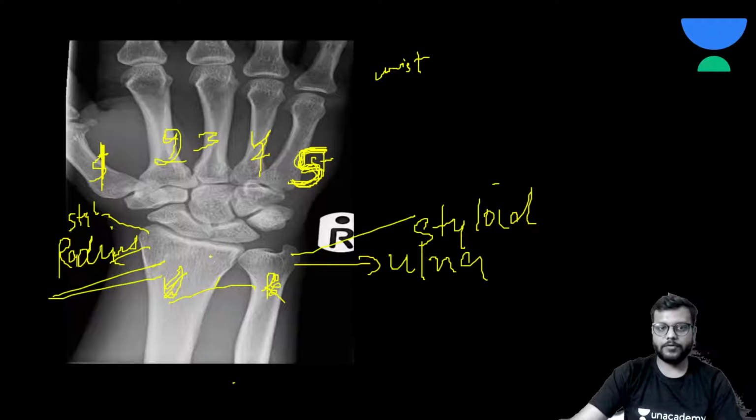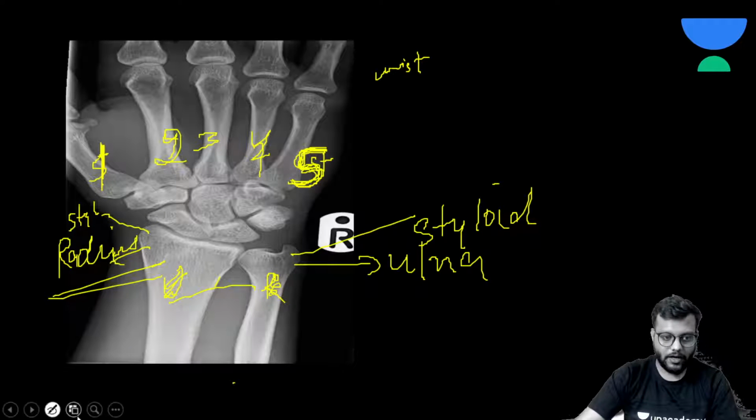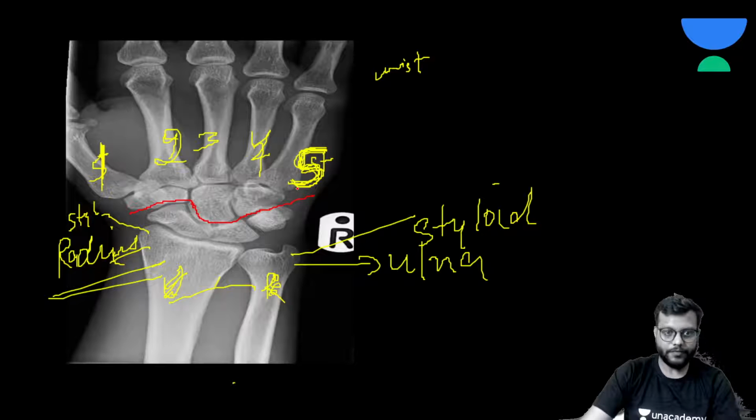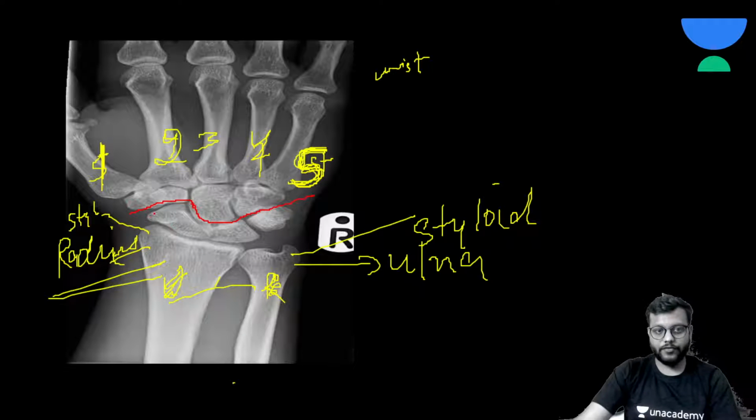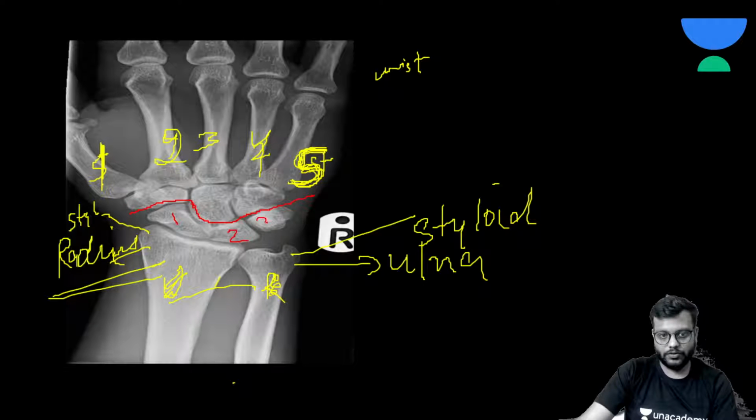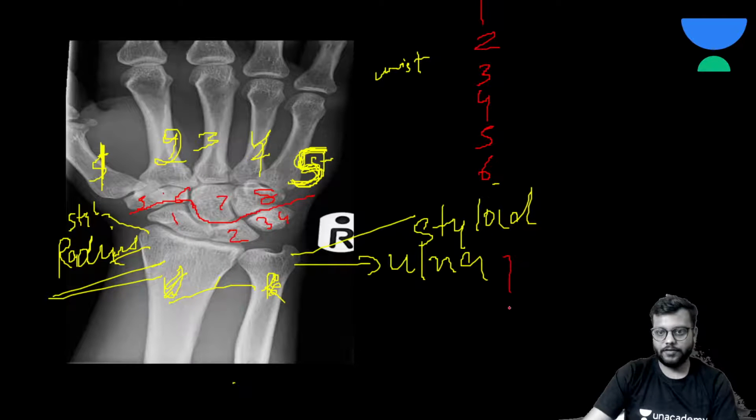and here are the carpals, and for remembering the carpals I have told you one mnemonic. See, first divide them into two rows like this. Okay, and if we go from lateral to medial, that is from radius to ulna, 1 2 3 4 5 6 7 and 8. Okay, 1 2 3 4 5 6 7 and 8.